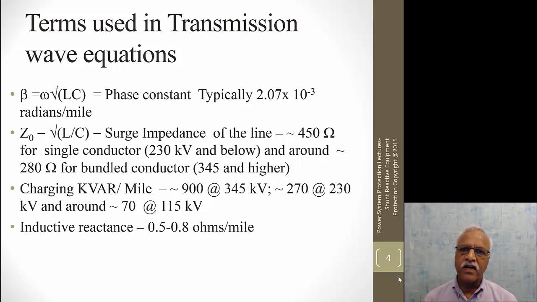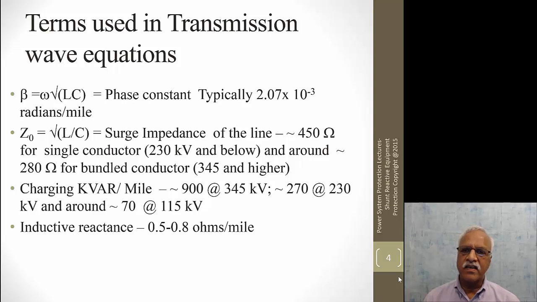And then if you look at Z0, called the surge impedance of the transmission line, it is square root of L by C. These are typically around 450 ohms for a single conductor, and then up to 230 kV. And then it's around 250 to 280 on 345, and then higher voltages. These are typical numbers. Please go back and look at your inductance and capacitance per mile for a transmission line, and then you can calculate these numbers.